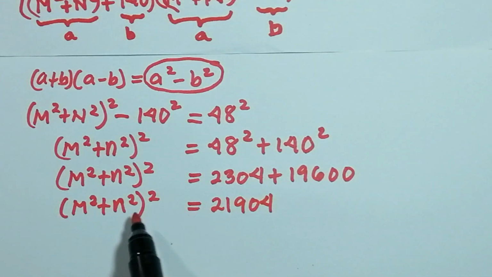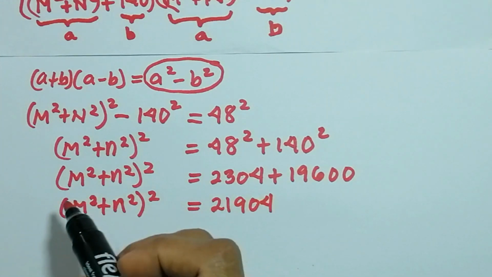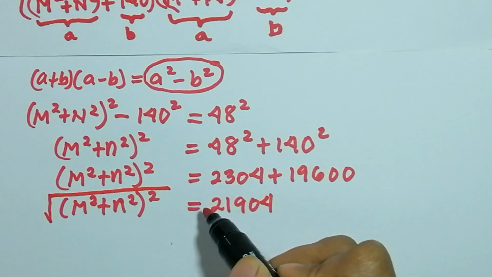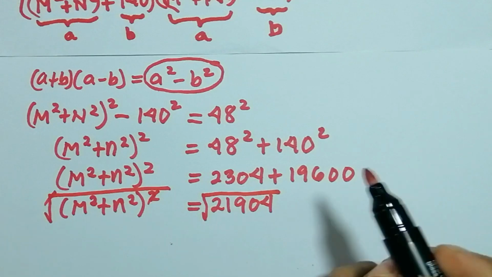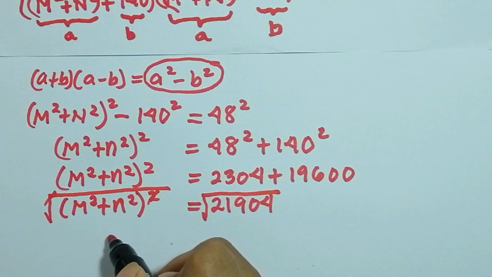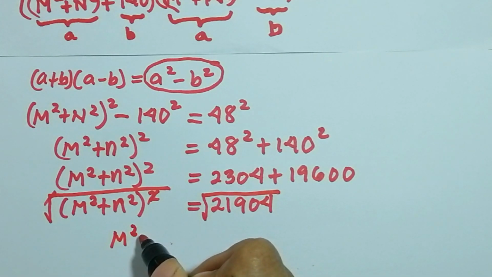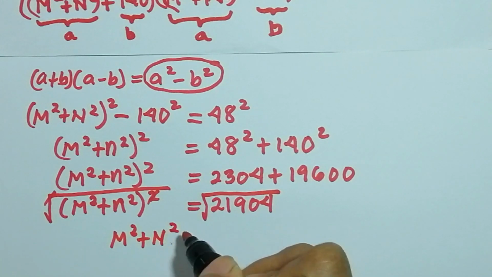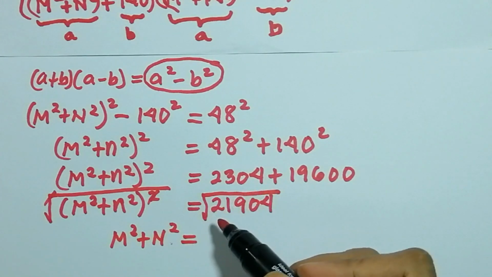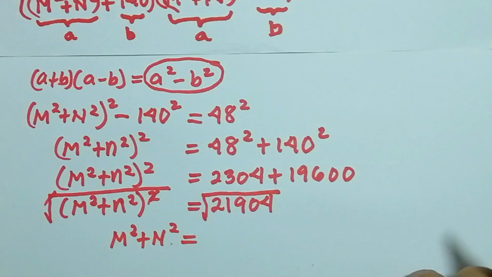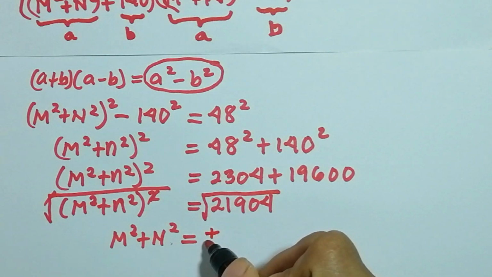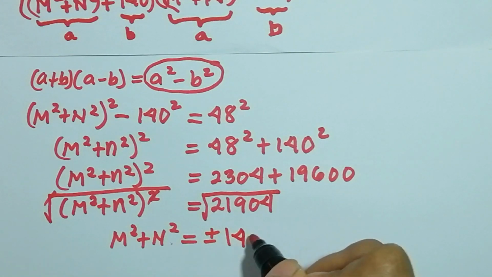Now in this case, we're going to square both sides. So we square this one and the same as here. And then we cancel the radical sign. So it remains m squared plus n squared is equal to the square root of 21,904, which, using your calculator, will be positive negative 148.